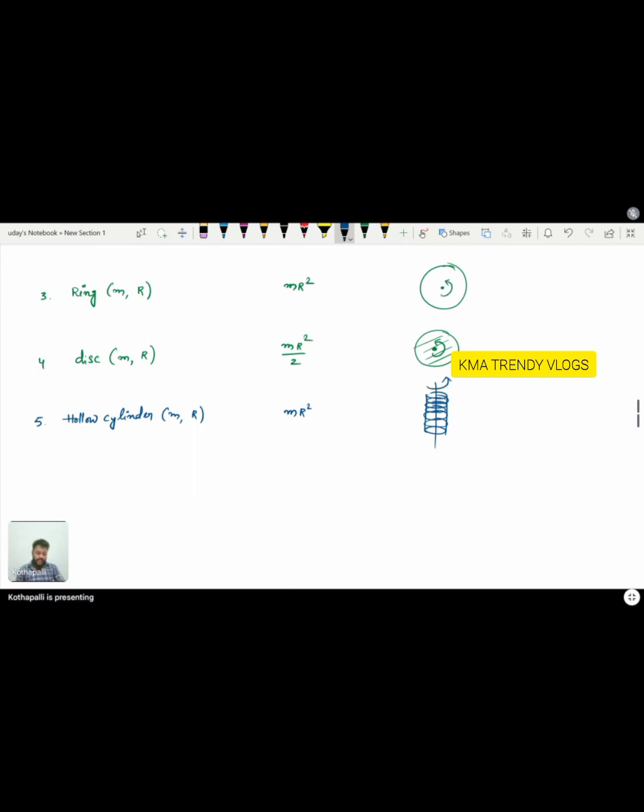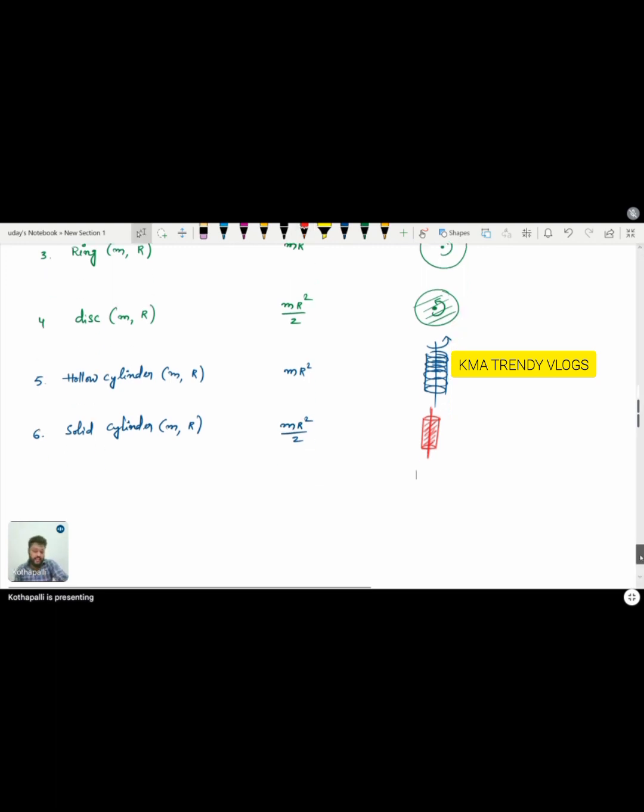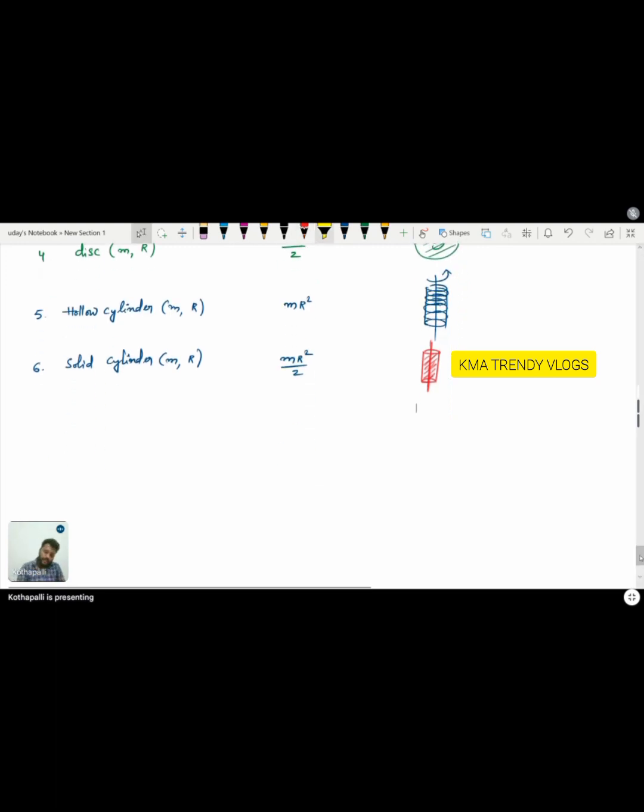Okay, like this. Next, sixth case, solid cylinder of mass m and radius r. Exactly as you are thinking, it is mr square by 2 only. Because again, the solid cylinder is nothing but a combination of disks. So if you arrange disks one by one, again the same story. It will make a cylinder. So it will be mr square by 2.